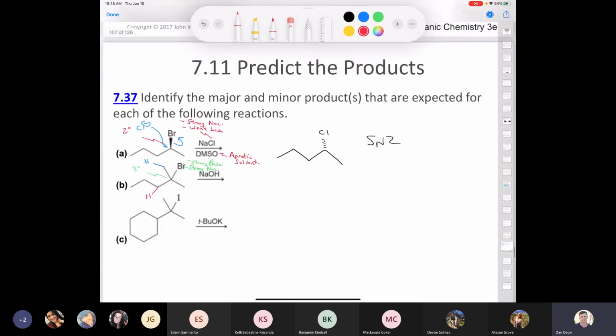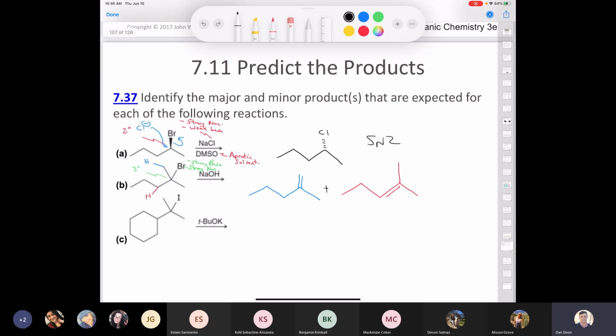If I abstract the one in blue, I would end up with this alkene. If I abstract the one in red, I would end up with this alkene. There's no cis or trans to even consider. There's no E and Z product because you get two methyl groups here that are identical, and two hydrogens here that are identical.